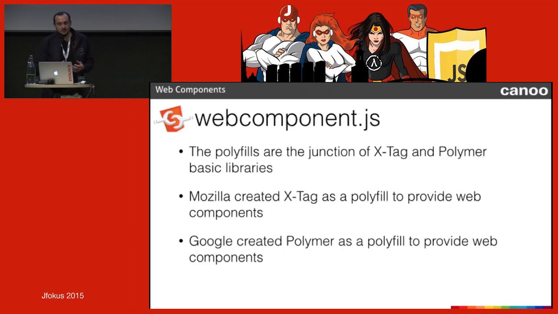The polyfill is open source, and it's a junction of two other frameworks. The one is X-Tag that is developed by Mozilla, and the other one is Polymer that is developed by Google. They joined forces and created a base API or polyfill that is called Web Components JS, and both of these implementations, Polymer and X-Tag, are based on Web Components JS today. But to create your own web components, you don't need X-Tag or Polymer. They will add some additional functions that we will see later.